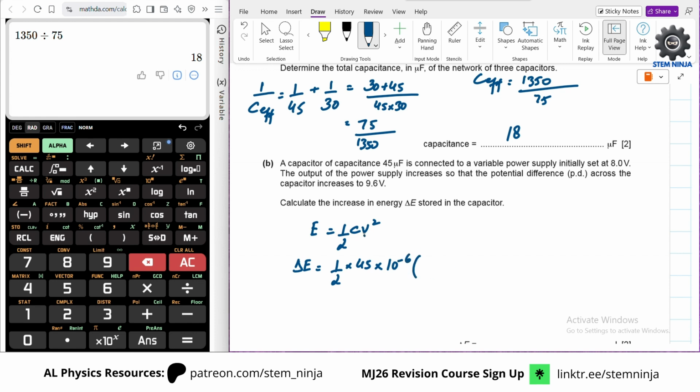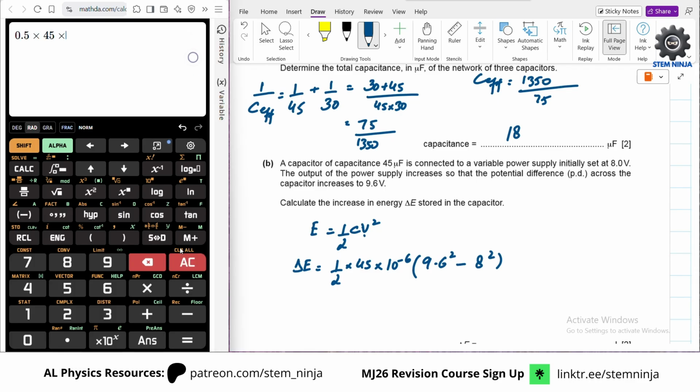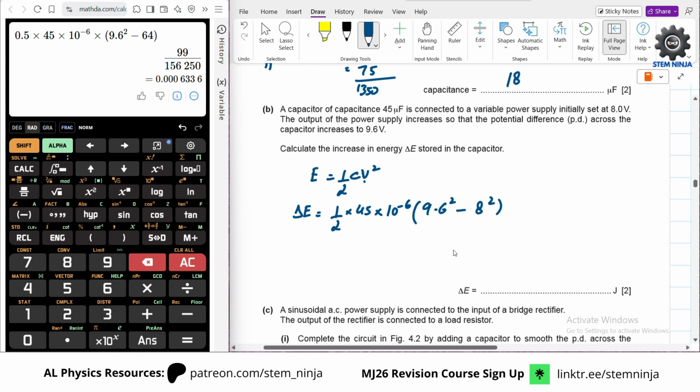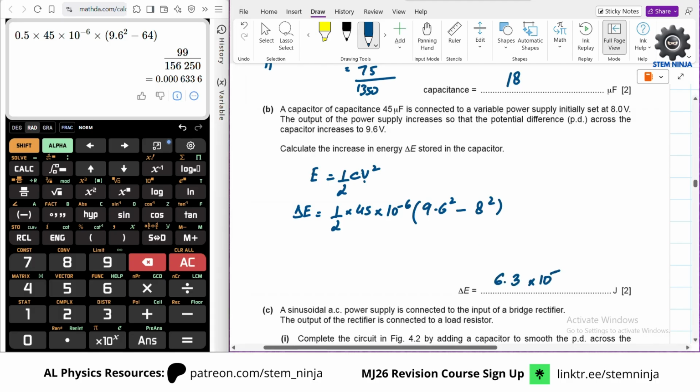but what's changing is the potential difference. So 9.6 squared minus 8 squared. So we have 0.5 times by 45 times by 10 raised to power minus 6 times by 9.6 squared minus 64, which is 8 squared. So this is this. Let's convert it into standard form. 1, 2, 3, 4. Minus 4 joules.